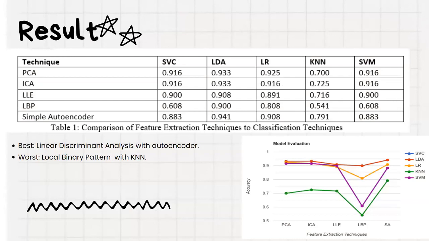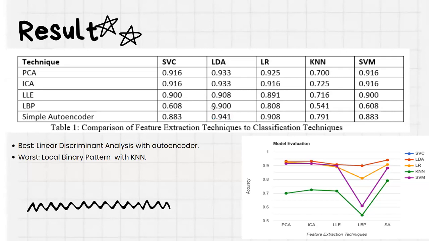So this is the result of this paper. First of all, we take five dimension reduction techniques and these five classification techniques, and we find the best couple, using accuracy to find the best one. As you can see, I have shown that linear discriminant analysis with autoencoder is the best. So if you go here, you will realize this is the best accuracy.